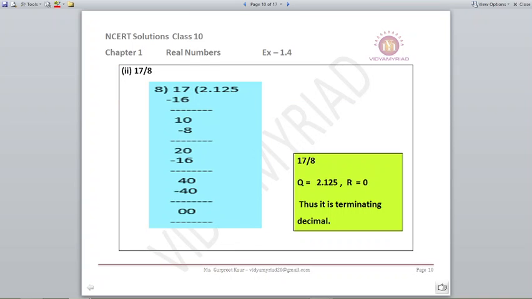Second part, 17 divided by 8. So when we do that, we get your answer as 2.125 and remainder as 0. So our division stops at 5. So we will say that it is a terminating decimal expansion.